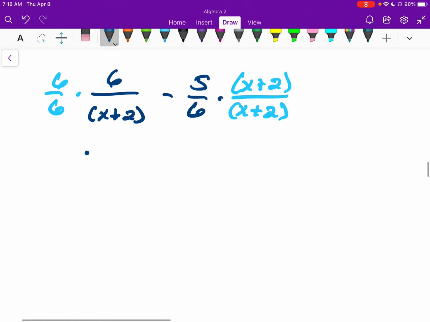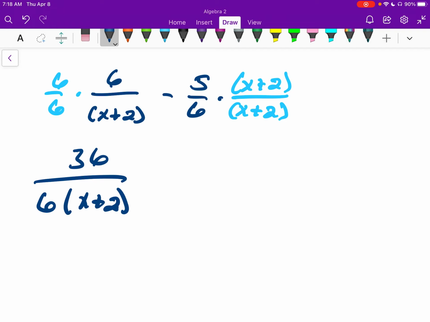So the left side will have 36 over 6 times x plus 2 minus, I'm going to go ahead and multiply this out. This will be 5x minus 10. Notice that I'm distributing that negative. It goes with the 5, and then it goes to the x and the 2.